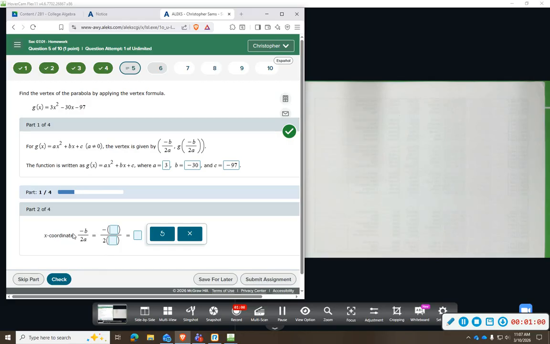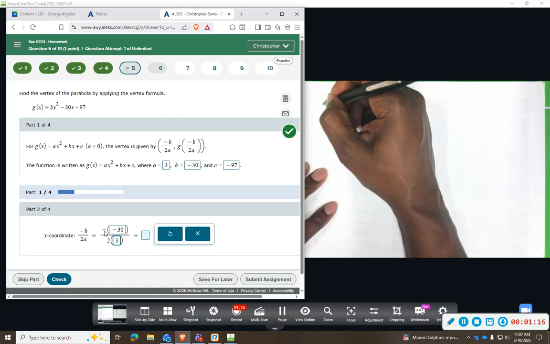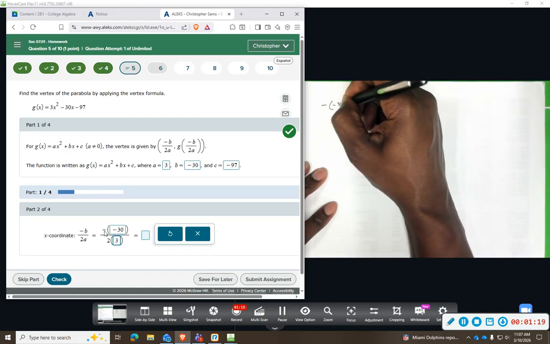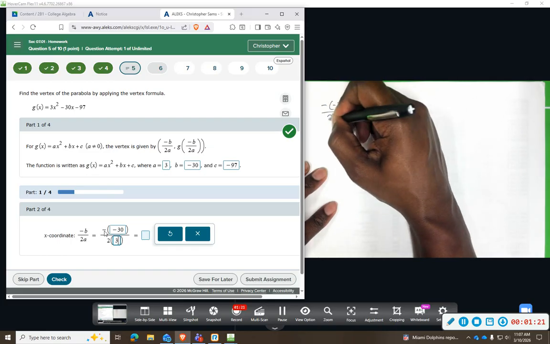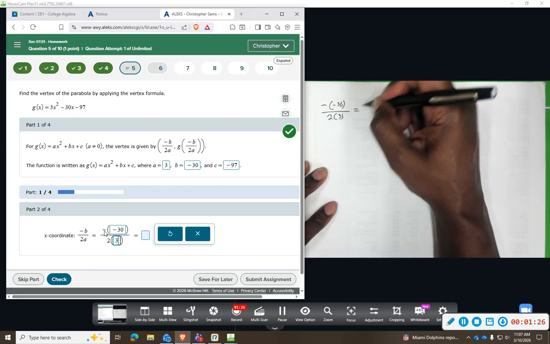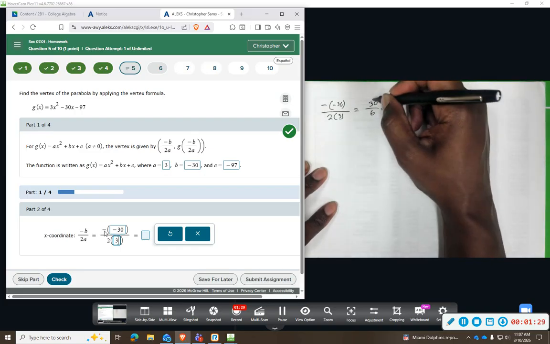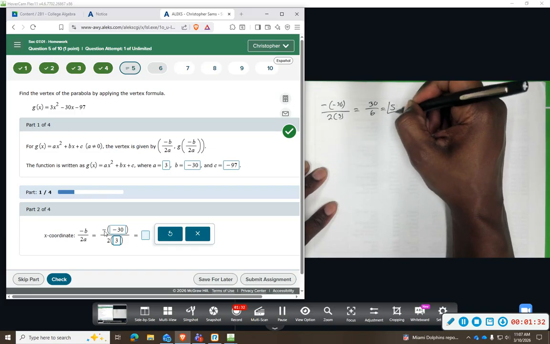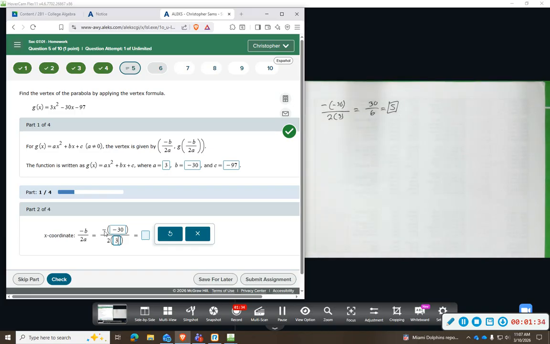All right, we are going to plug in the negative B. B was negative 30, so we're going to plug in a negative 30 here. A was 3, so I'm going to plug in a 3. When you multiply a negative times a negative 30, divided by 2 times 3, that becomes a positive 30 divided by 6, and 30 divided by 6 gives us a positive 5. So we're looking for 5 in this blank.